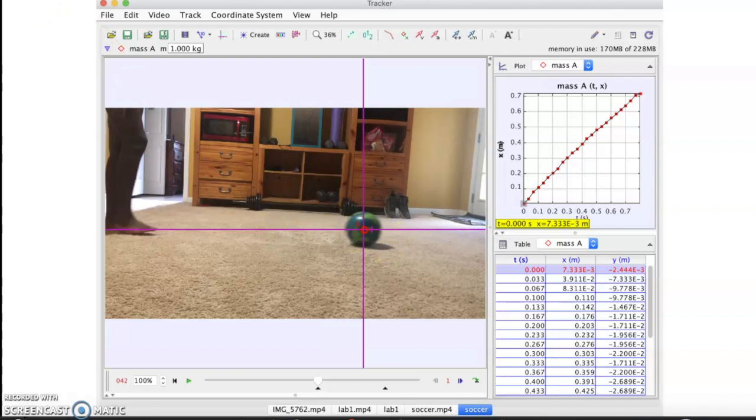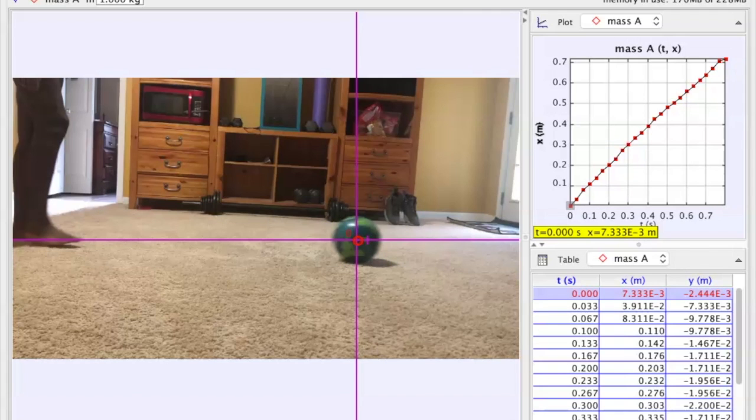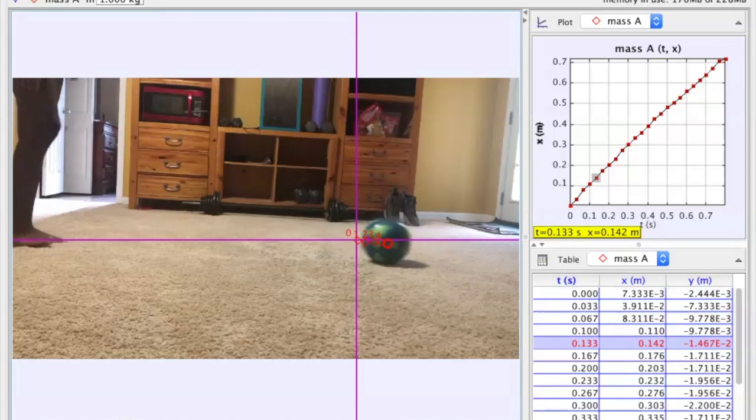This is my model that I used in Tracker in order to observe Newton's second law. For my experiment, I used a video of a soccer ball rolling on the floor at constant velocity, and I used Tracker to analyze the motion of the ball rolling across the floor. This is a clip of the soccer ball.